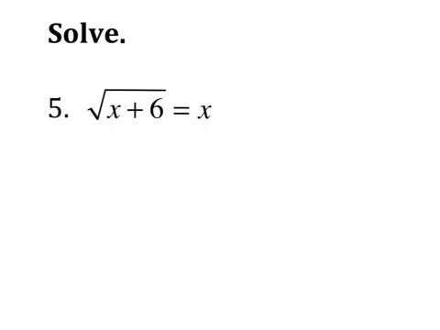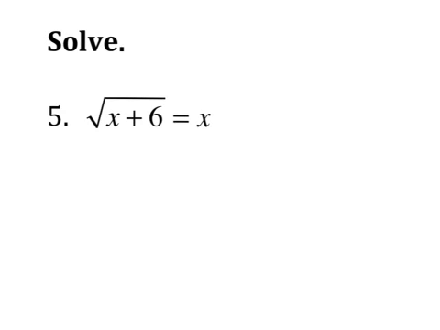For number 5, we want to solve the square root of x plus 6 equals x. To undo a square root, we need to square. So we're going to square both sides. And a square undoes the square root, so now we just have x plus 6 equals x squared.